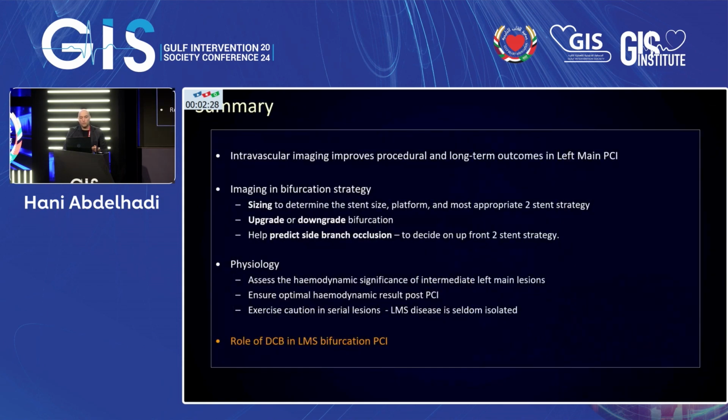So in summary, intravascular imaging improves procedural and long-term outcomes, including all-cause mortality and cardiac death in left main PCI. Imaging to help you with your bifurcation strategy, sizing is absolutely vital, sizing to determine which stent you're going to use, which platform, which size, and what's the most appropriate two-stent strategy. It can help you upgrade or downgrade your bifurcation. It can help you predict side branch occlusion, where you might want to go with upfront two-stent strategies rather than a suboptimal bailout strategy.